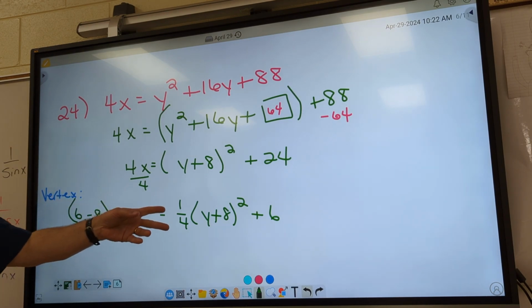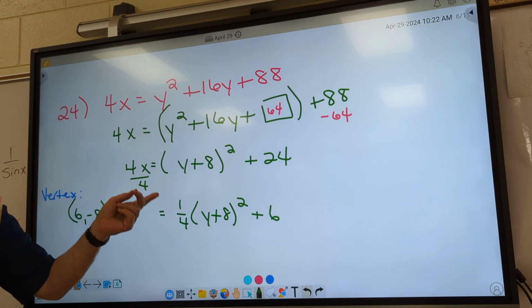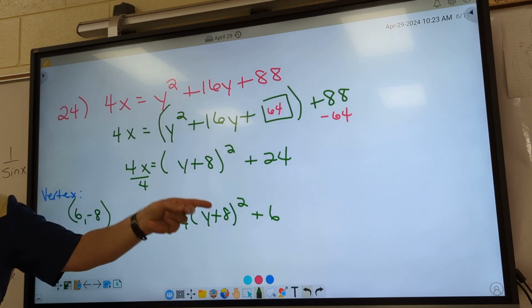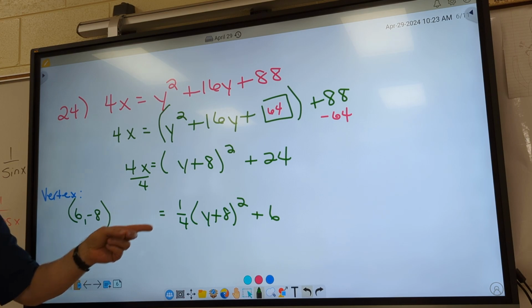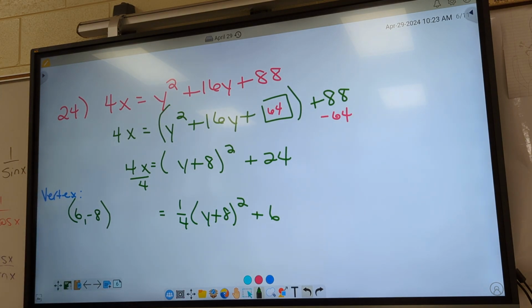So the 1/4, the only way it would matter is if you were graphing it, you would plug in points. That's when the 1/4 would come into play. All right, so you guys are trying 25 now. Do it the same way we did 24. On the very last step is when you'll divide by 5.